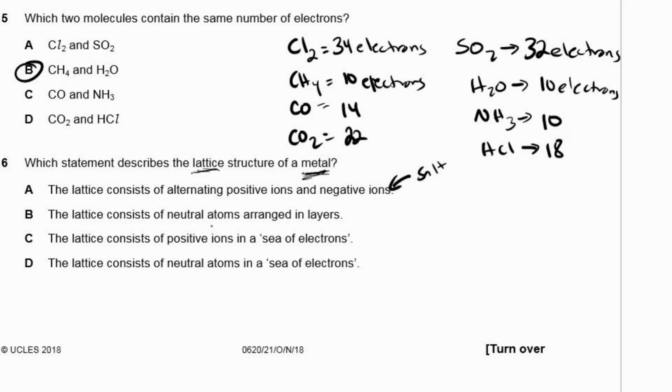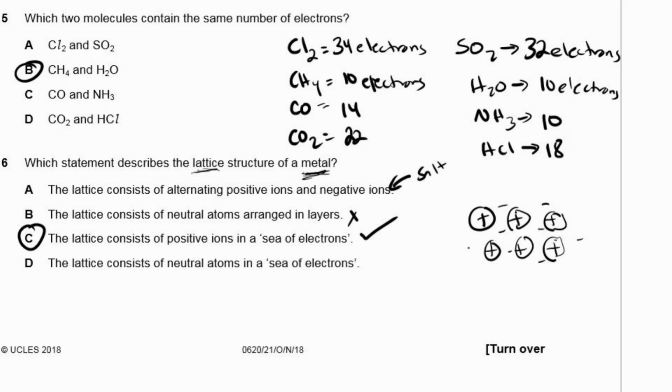The lattice consists of neutral atoms arranged in layers. No, that's not the answer. The lattice consists of positive ions and a sea of electrons. That is definitely the answer. So C is not neutral atoms and a sea of electrons. So you have your positive ions, and then you have some floating around negatives, which is why it's able to conduct electricity. There we go.